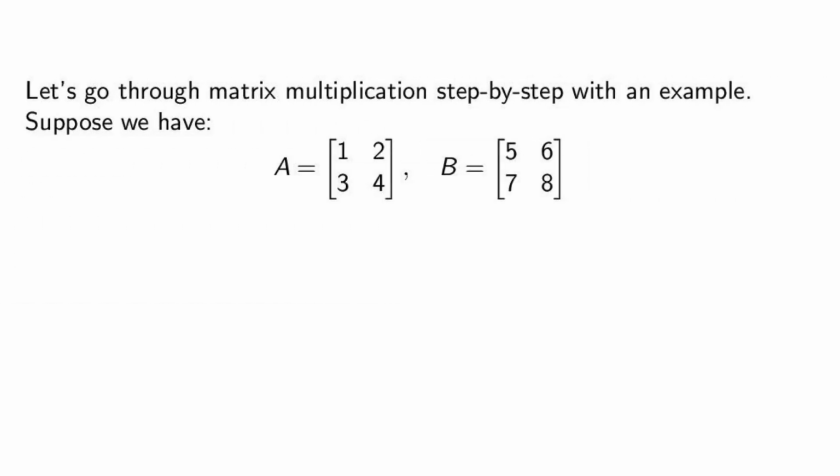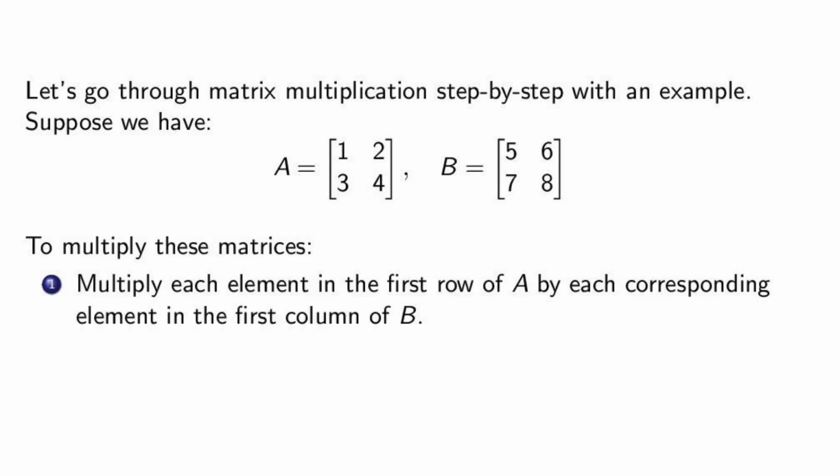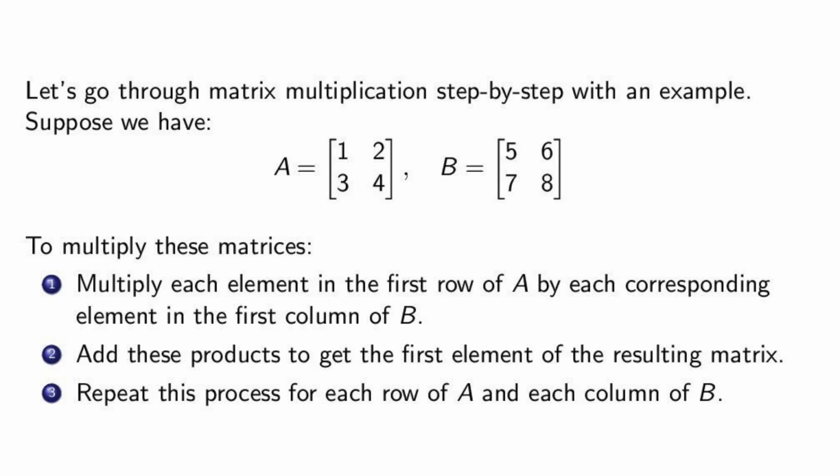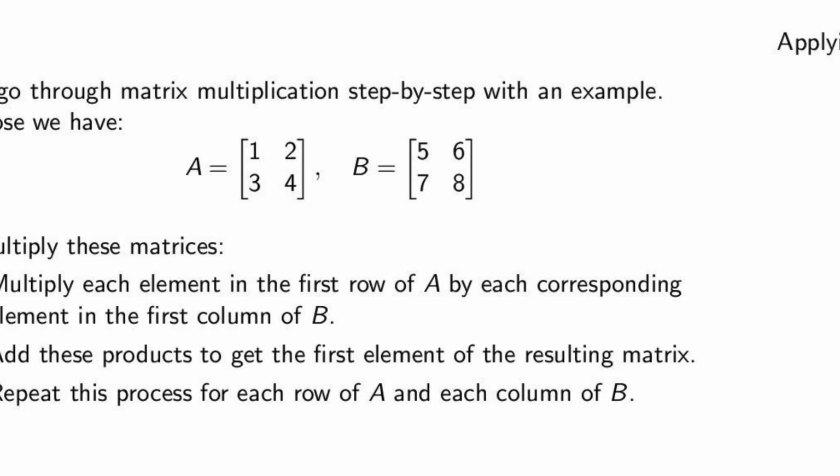All right, now, let's see how to multiply two matrices step by step. Suppose we have matrix A and B as follows. To multiply these two matrices, we follow these steps. 1. Multiply each element in the first row of A by each corresponding element in the first column of B. 2. Add these products to get the first element of the resulting matrix. 3. Repeat this process for each row of A and each column of B.